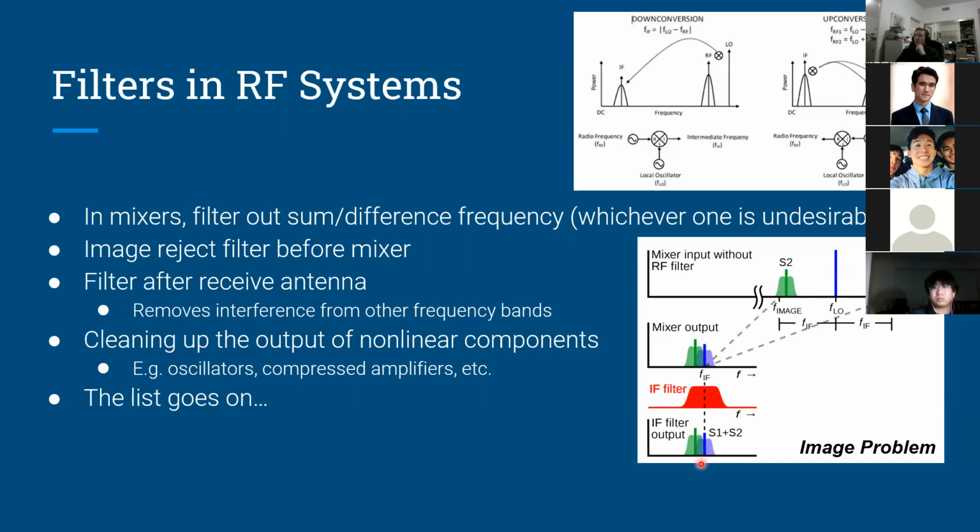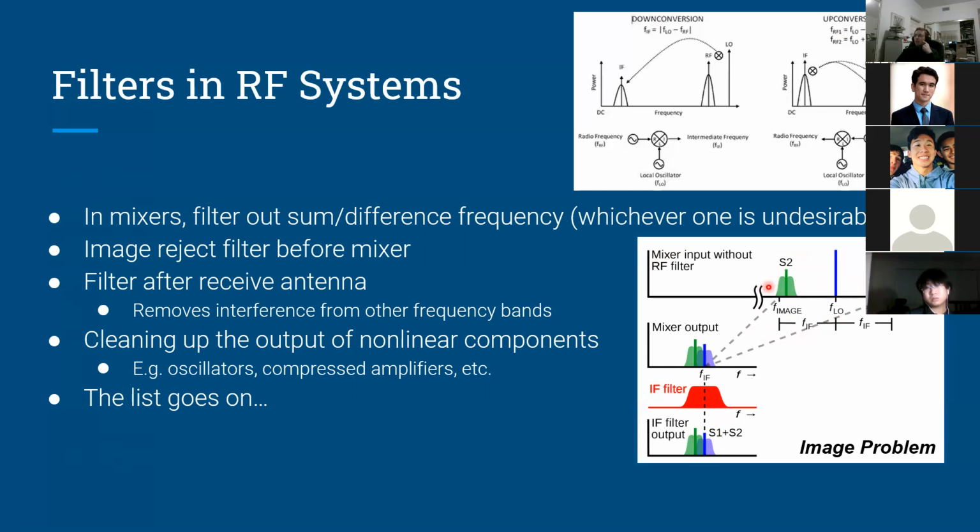So how do we solve this problem? Well, we've got to get rid of this F image before the mixer. And to do that, we use another filter that's basically a bandpass filter on the FRF, which gets rid of the F image before mixing.